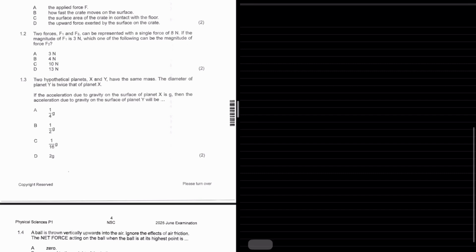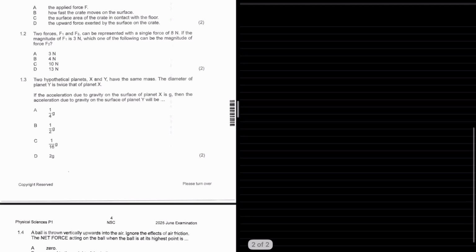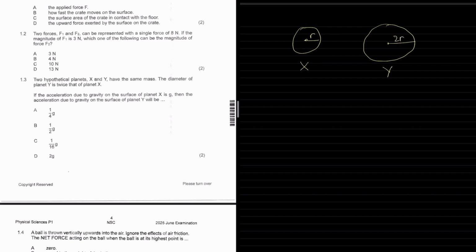Question 1.3. Two hypothetical planets, X and Y, have the same mass. The diameter of planet Y is twice that of planet X. So planet X and then planet Y. So if that's R, and if the diameter is double, it means that the radius is also doubled. So that's going to be 2r.